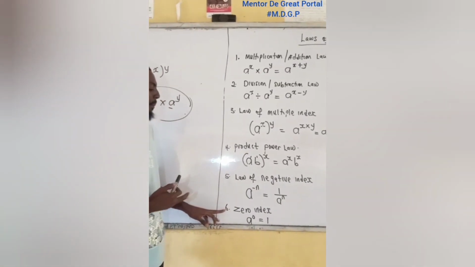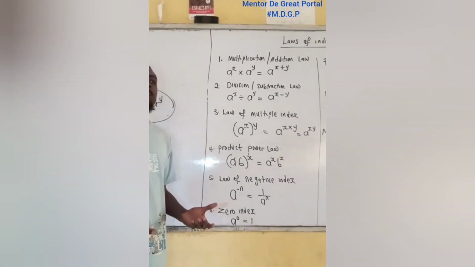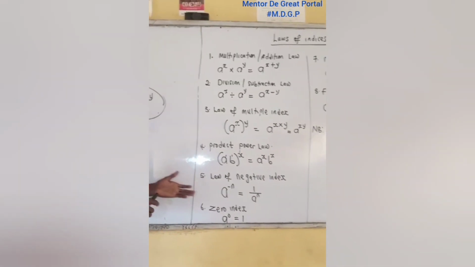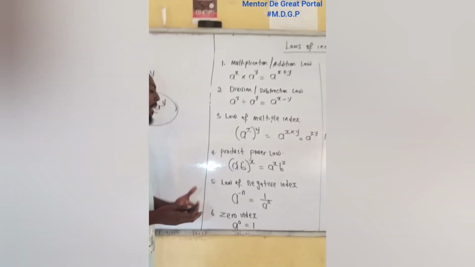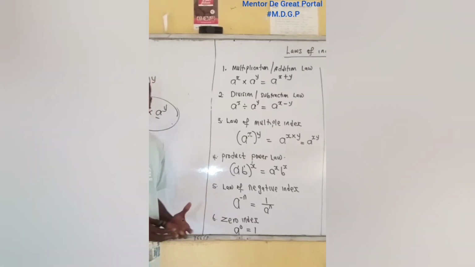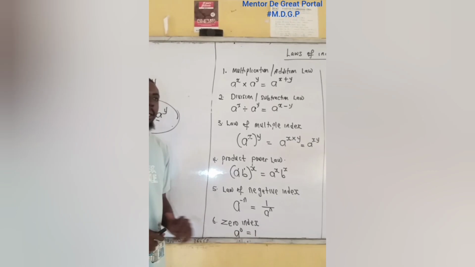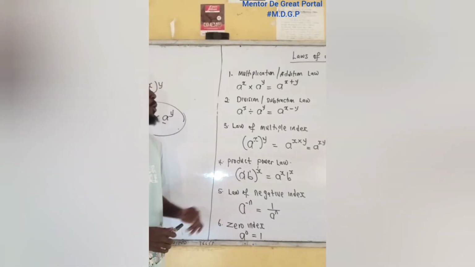Then number 6 is the law of what? Zero index. Which says that any number, any alphabet, anything raised to power 0 is equal to what? 1. Anything raised to power 0 is equal to 1.